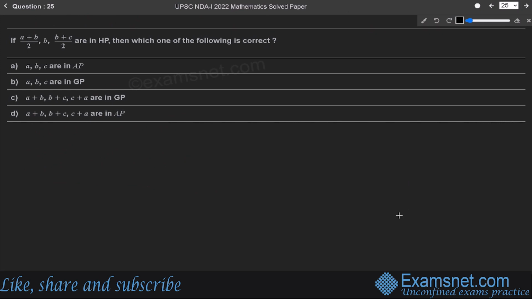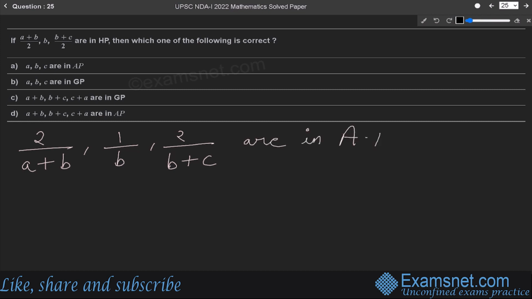Next question is, if A plus B by 2, B and B plus C by 2 are in HP, then which of the following is correct? Again, you can see that this is a question from sequence and series. It is given that A plus B by 2, B and B plus C by 2 are in HP. It means that their reciprocals will be in AP. So what is the reciprocal of it? 2 by A plus B, 1 by B and 2 by B plus C. These are the terms which are in AP.